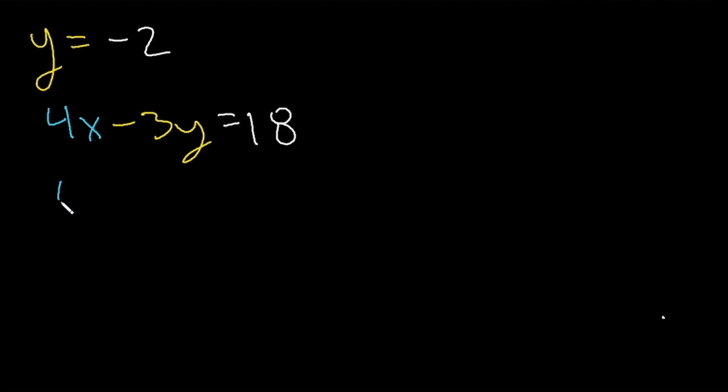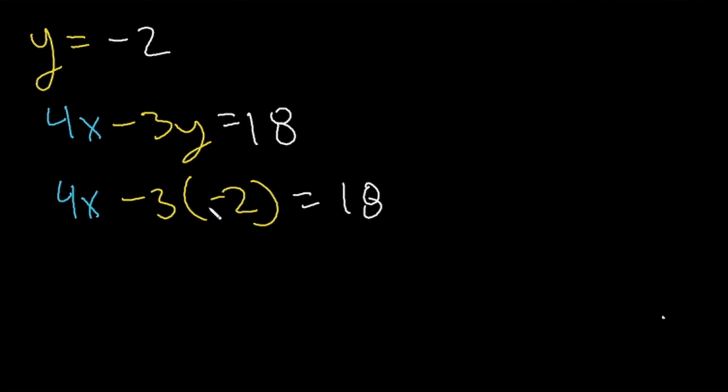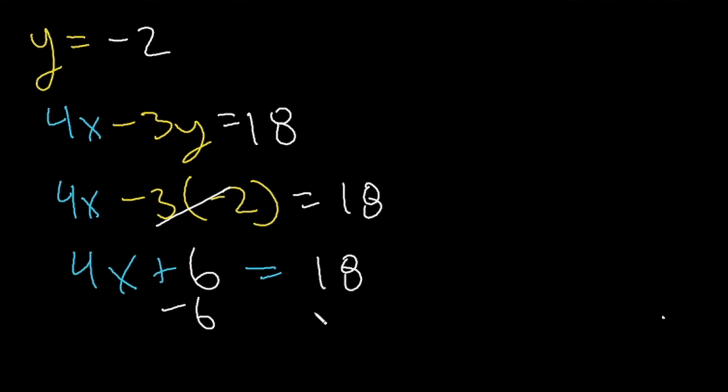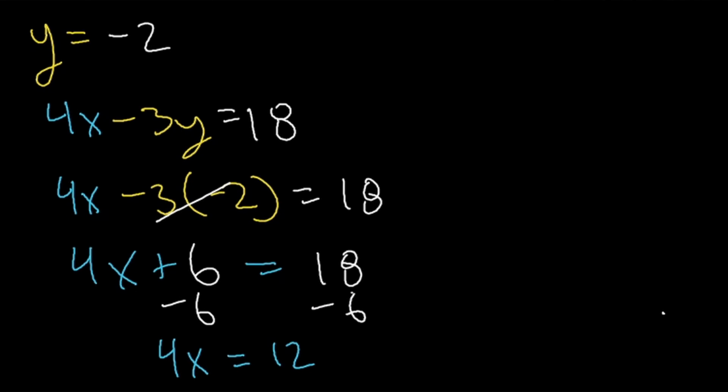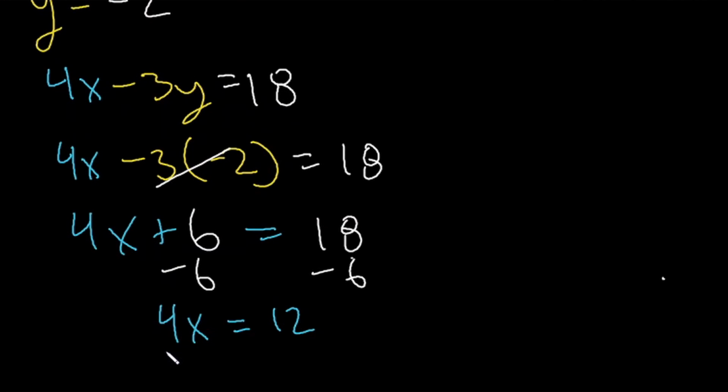So we'll have 4x minus 3 times negative 2 is equal to 18. Negative 3 times negative 2 is 6, and we can bring down our 4x plus 6 is equal to 18. Subtract 6 from both sides. We'll get 4x is equal to 12. If we scroll down a little bit and divide both sides by 4, we will get, let me switch up my color, x is equal to 3.